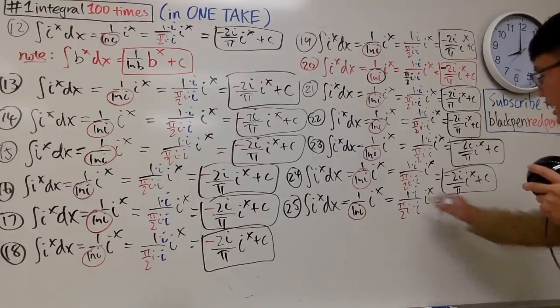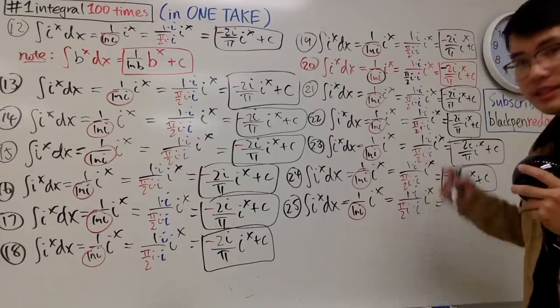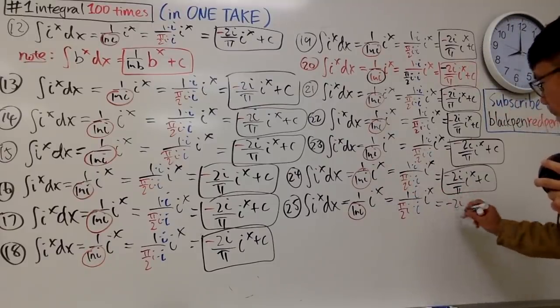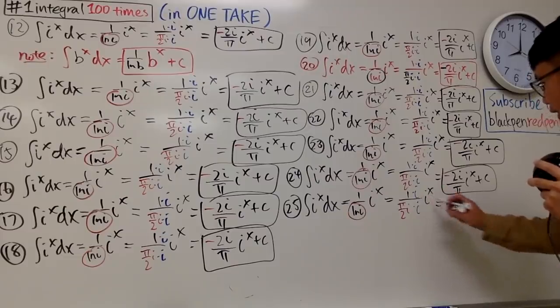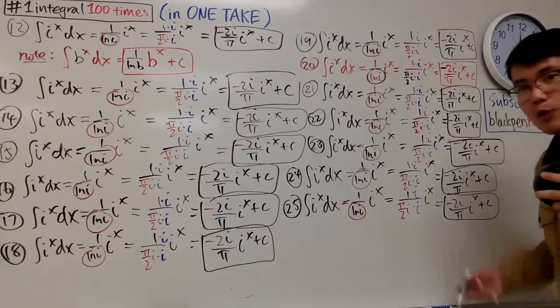So we get i squared, which is negative 1, we can bring that to the top as well, along with the 2, right? So all in all, we get negative 2i on the top over pi. And then this right here is i to the x power, and we're done. I'm not going to fix anything because this is the answer from Wolfram Alpha.